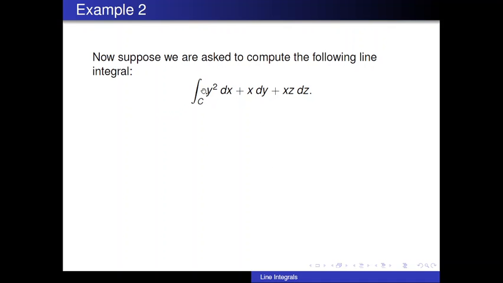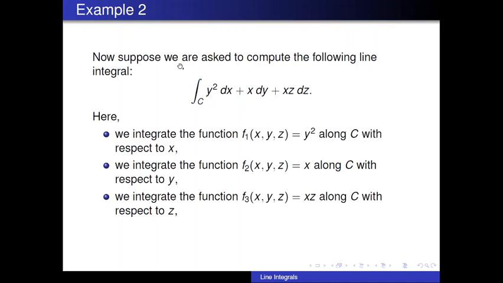How do we do this? We have y squared dx plus x dy plus xz dz. Well, the prescription here, we can read off as follows. We'll take the first function to be y squared, and we will do the line integral along C of y squared with respect to x. And then the second function we'll take as x. We'll do the line integral of x along C with respect to y.